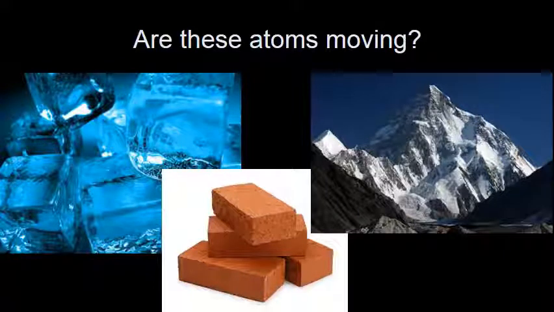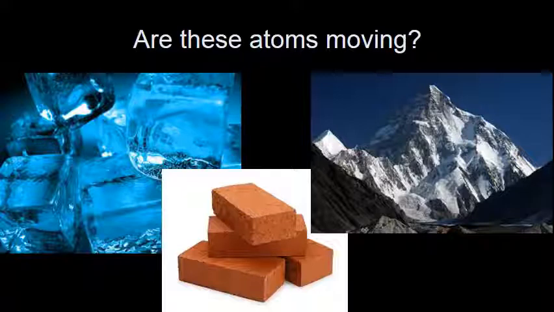Okay, so heat is really just a measurement of how fast the atoms of something are moving. And as we've said before, everything is made of atoms, and these are really small, too small to see, but everything is made of atoms, and heat is a measurement of how fast these atoms are moving. Now, I want you to look at these pictures here, and I want you to think, are these atoms moving even in ice cubes and bricks and rocks and mountains and things like that?